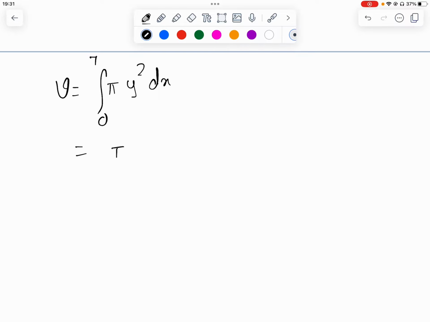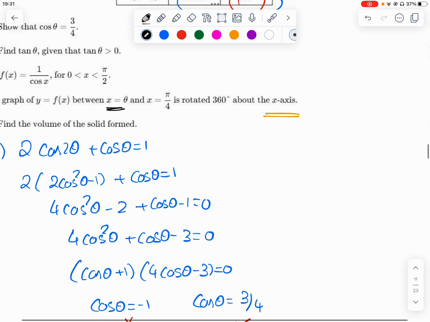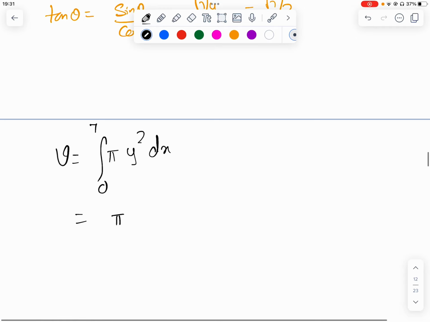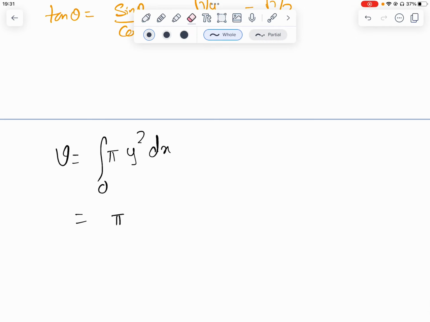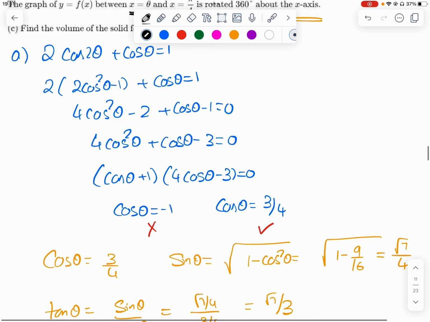So it becomes pi, integral from theta to, what is the value given? Theta to pi by 4. So I am going to write it as theta to pi upon 4. So pi, x equals to theta to pi upon 4.